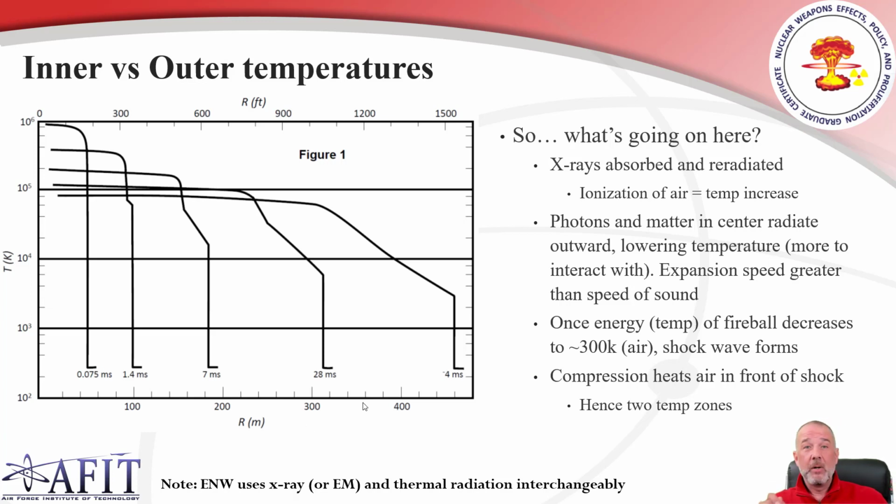Now, one thing to note, in the text on the effects of nuclear weapons, they kind of use X-rays and thermal radiation interchangeably. It's basically because the thermal radiation is carried by photons, electromagnetic radiation of some sort. So it can be a bit confusing, but they're talking about the same thing, whether it be the X-ray heating or the visible photon heating, the shock front heating, all of that sort of thing. They use it interchangeably.